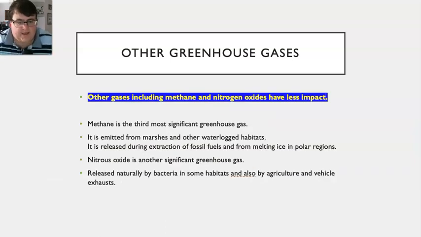Other greenhouse gases, like I mentioned, so we're talking about methane. Methane is the third most significant greenhouse gas. It's released from marshes and other waterlogged habitats. It's released during the extraction of fossil fuels, from melting ice in polar regions. Another impactful greenhouse gas, nitrous oxide, released naturally by bacteria in some habitats, but also through the agriculture and vehicle exhausts. These aren't as impactful as carbon dioxide, but obviously still have an impact on the climate change in general.